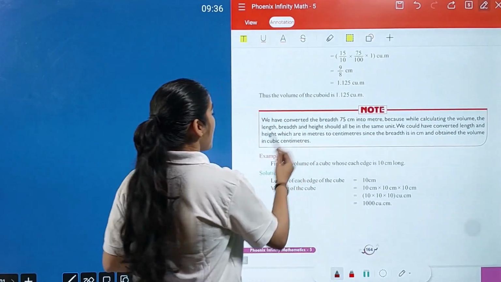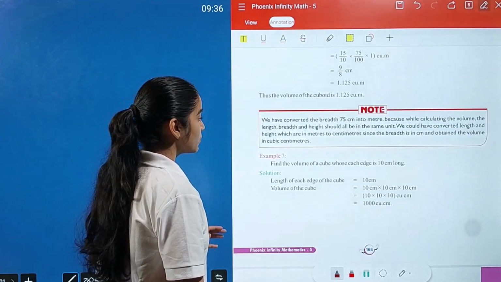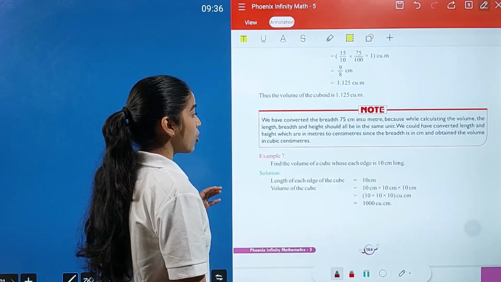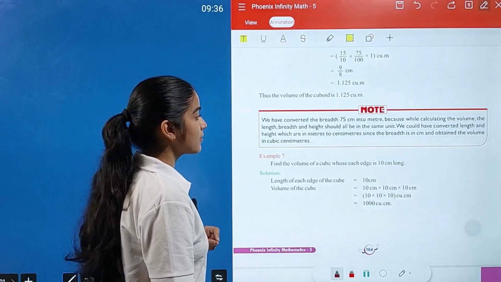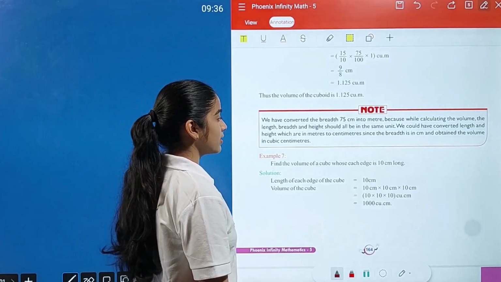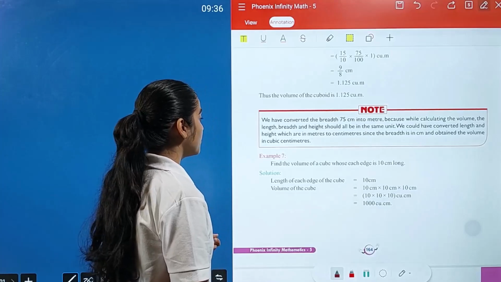Next, we have converted the breadth 7 centimeter into meter because while calculating the volume, the length, breadth and height should all be in the same unit. We could have converted length and height, which are in meters, to centimeters since the breadth is in centimeter, and obtained the volume in cubic centimeter.